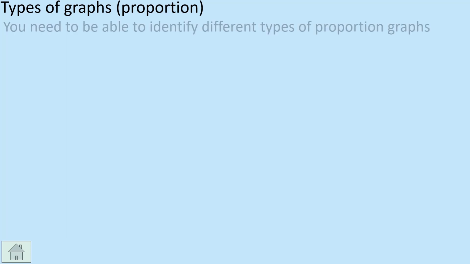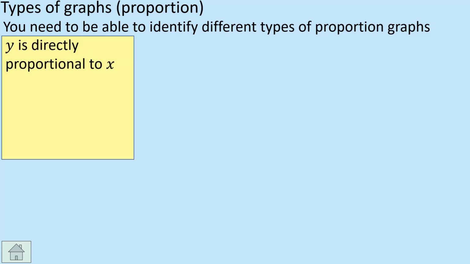Right, so a final little bit, which is proportion. Okay, so if you've done the lesson on indirect and direct proportion, this will make sense. If not, you might want to look at that one before this one. But can you identify if something's proportional to something or not?